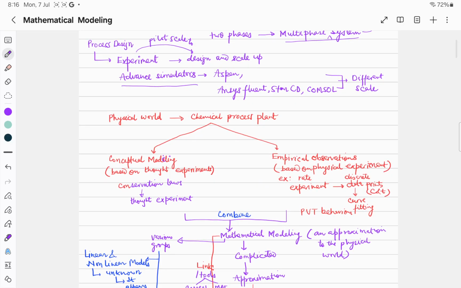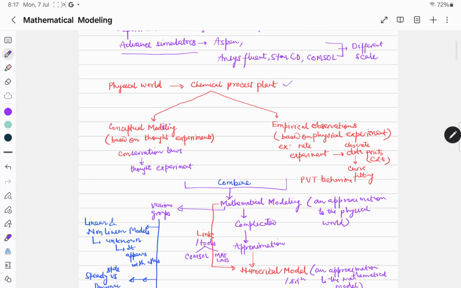Now how do you conceptualize the model? Suppose you are given a physical world, like a chemical process plant, and you can model it in two ways: conceptual modeling based on thought experiment, where you use conservation laws, and empirical observation based on physical experiment, where you are getting, for example, the rate of a reaction.